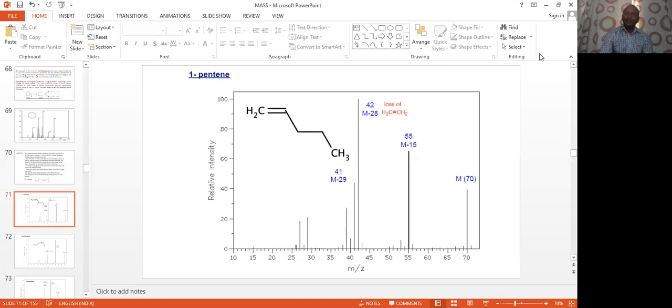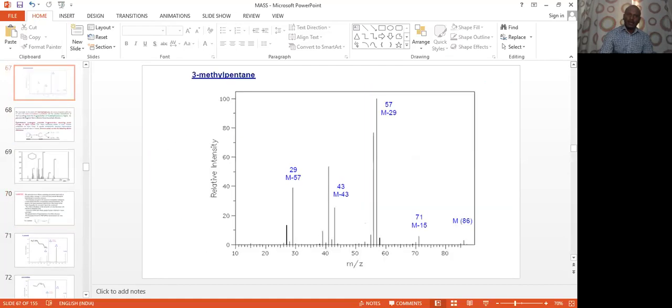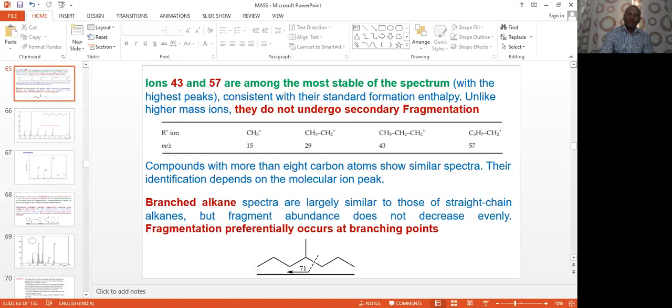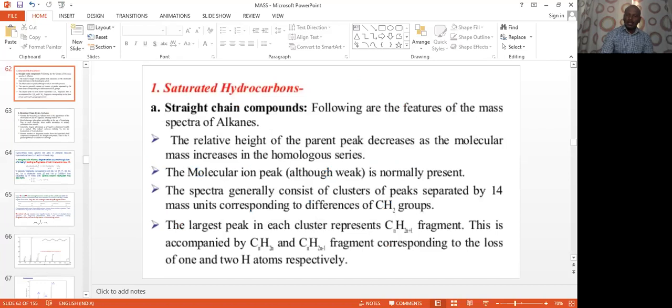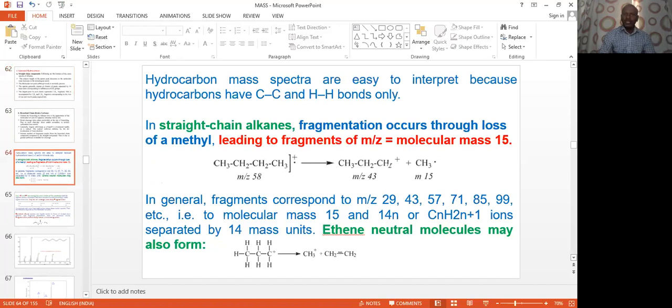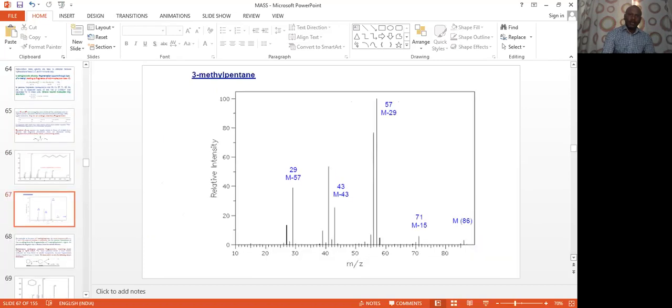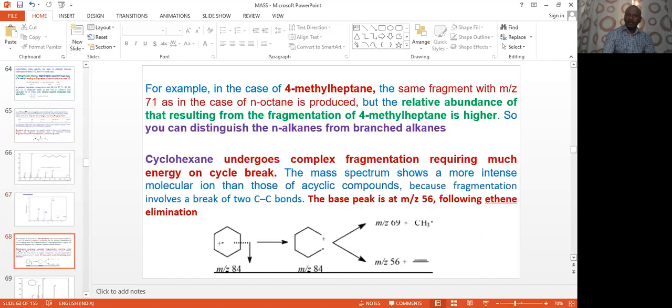We'll go through the topics. In the last class we started with the alkanes and the prominent peaks, the characteristic peaks that we discussed. Next, how to differentiate between the straight chain alkanes and the branched alkanes in the mass spectrum, that also we discussed. Next is alkenes, examples we have seen, and cycloalkanes also we have discussed.